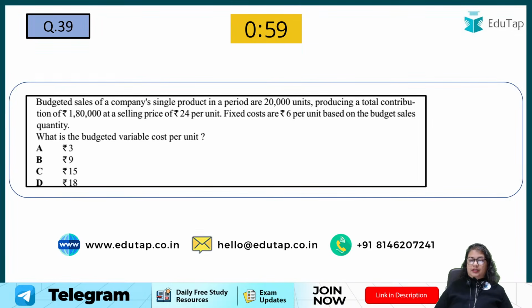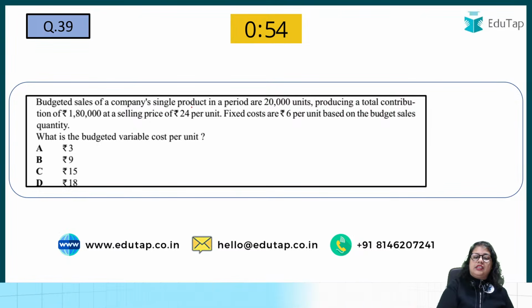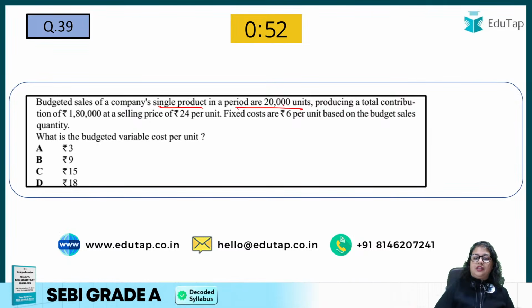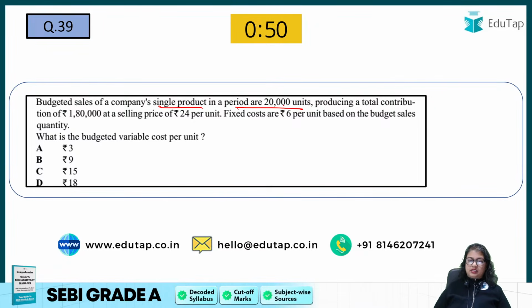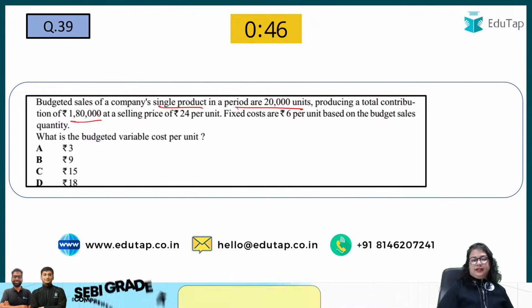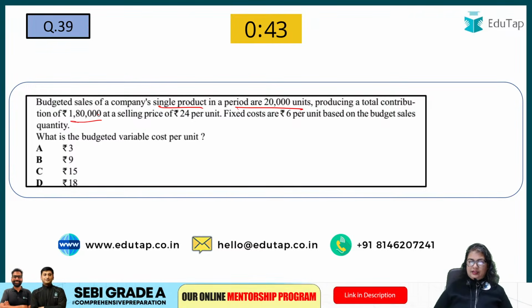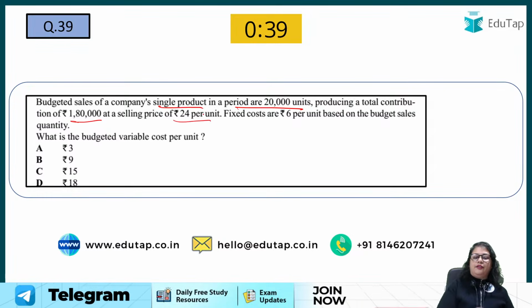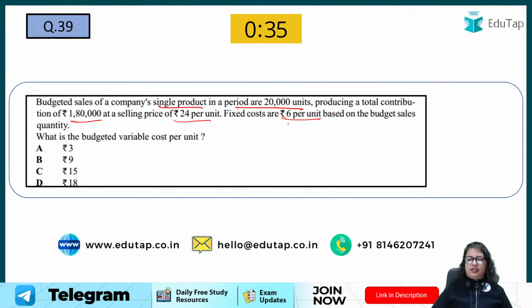Question number 39. Now read this very, very carefully again. Budgeted sales of a company's single product in a period are 20,000 units, producing a total contribution of 1,80,000, at a selling price of 24 rupees per unit. Fixed cost is also given to you, 6 per unit based on the budgeted sales. You have to calculate the budgeted variable cost per unit.